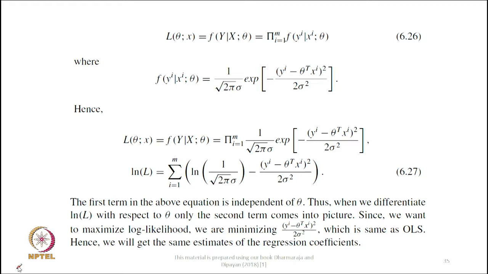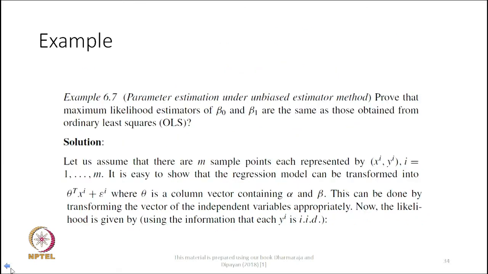So, in this example we are concluding that the maximum likelihood estimators of beta naught and beta 1 are the same as those obtained from the ordinary least square.